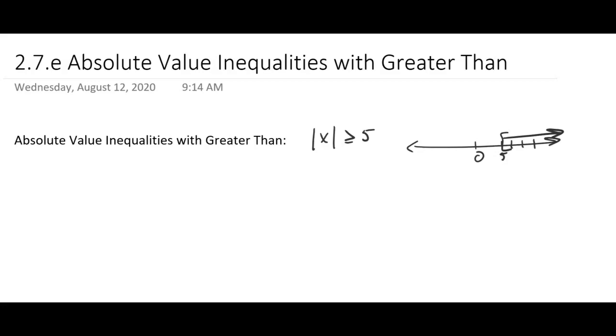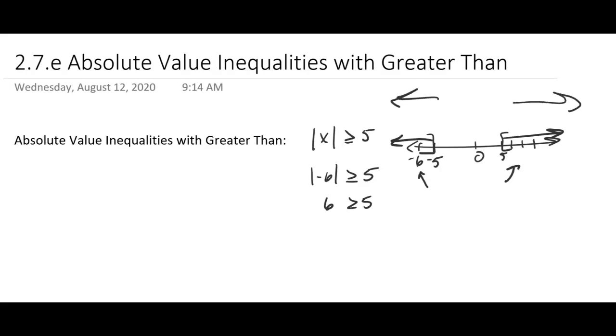But there's another piece that will work. It's down here. If you had negative 5, you could use that. That would work, right? Because the absolute value of negative 5 would be 5, and 5 is greater than or equal to 5, so that works. And negative 6 works because the absolute value of negative 6 is 6, and 6 is greater than or equal to 5. So what happens is we get all these numbers that are less than or equal to negative 5. So you get two pieces going on. It's kind of a divergent thing. You get one piece going this way and another piece going that way.